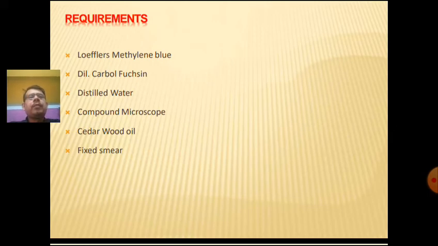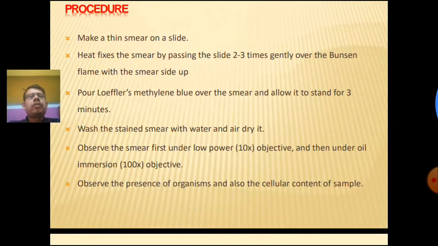What are the requirements for this particular staining? Number one: Loeffler's methylene blue, dilute carbol fuchsin, distilled water, compound microscope, cedarwood oil, and a fixed smear. Procedure: take a smear on a slide, heat fix it by passing it two to three times through the flame, then add carbol fuchsin and dilute the smear.